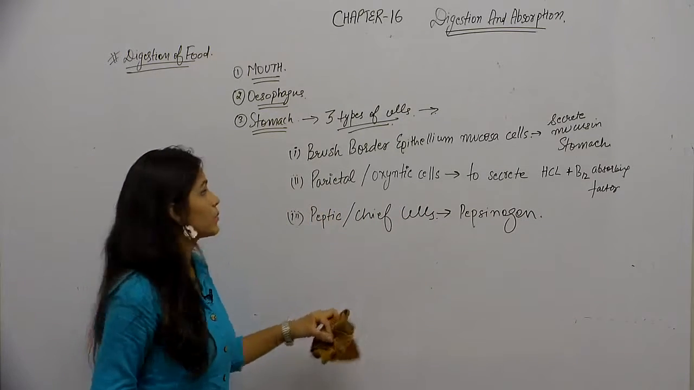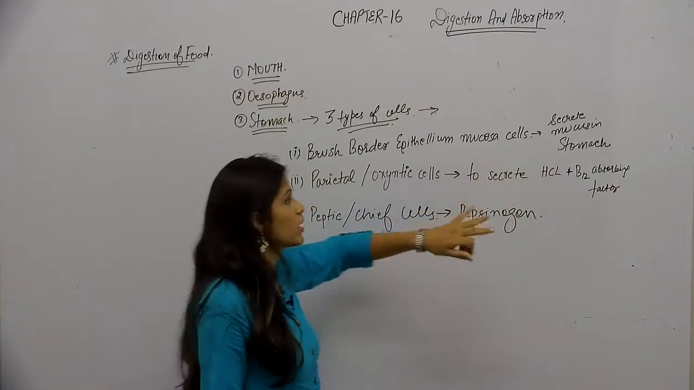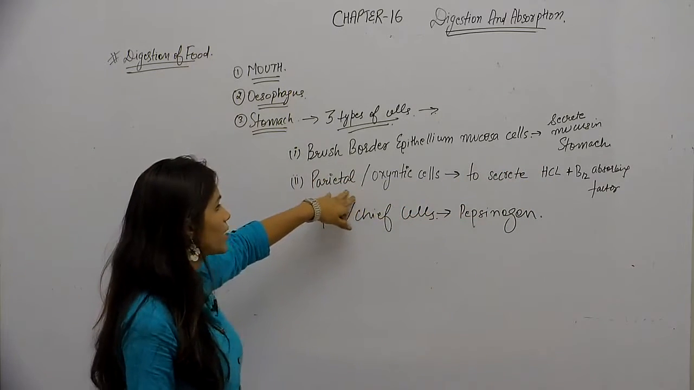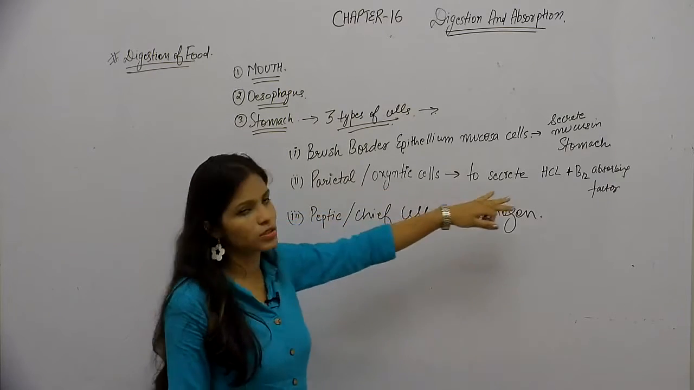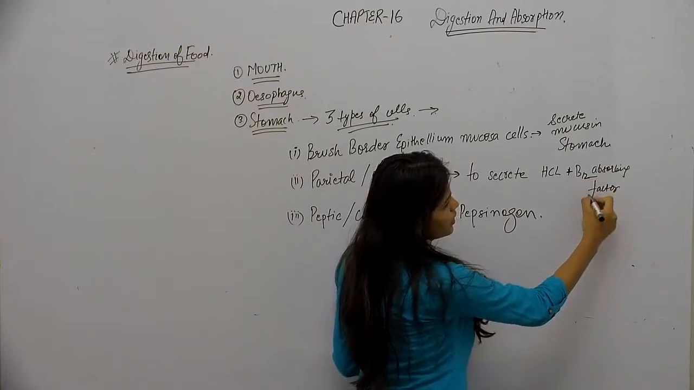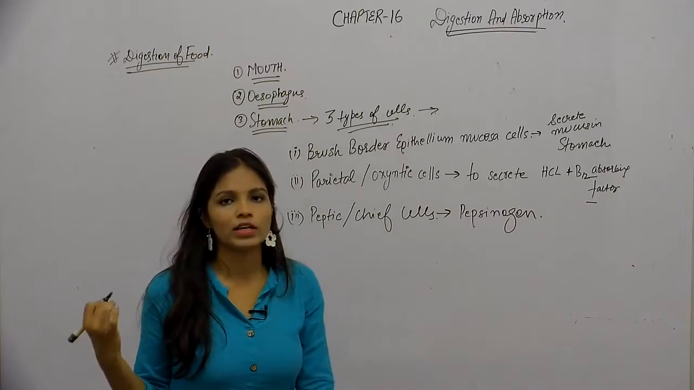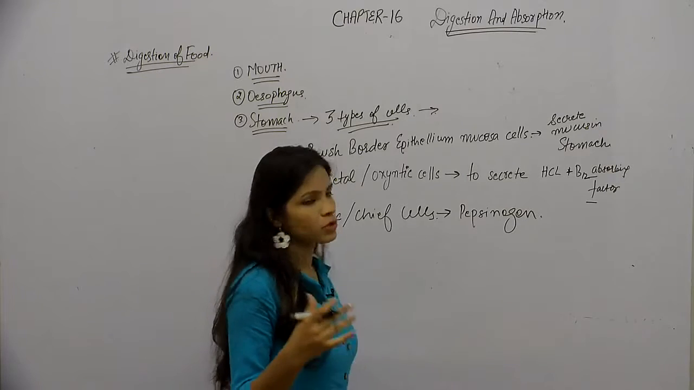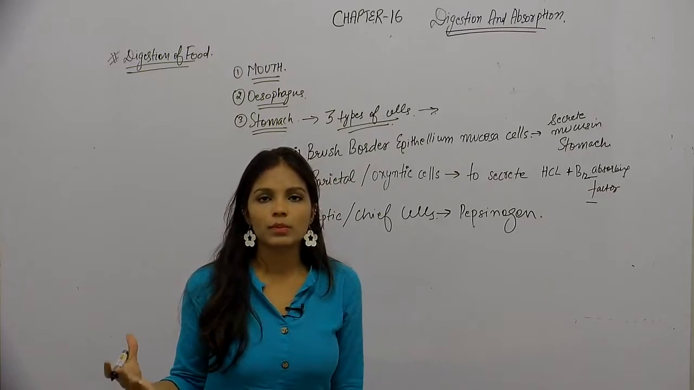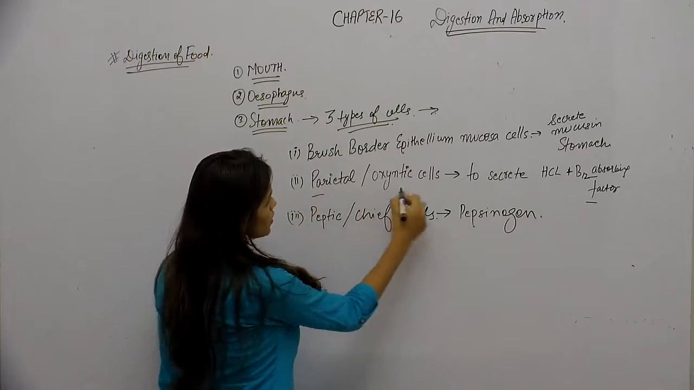So these are the three types of cells. The first cell is the brush border epithelium cell that secretes the mucus. And the second type of cell is the parietal or the oxyntic cells that secrete the HCl. Along with the HCl, it secretes the B12 absorbing factor. B12 is a vitamin that is required in our body, and to absorb that a special type of factor is required, which is secreted by the parietal or the oxyntic cells.